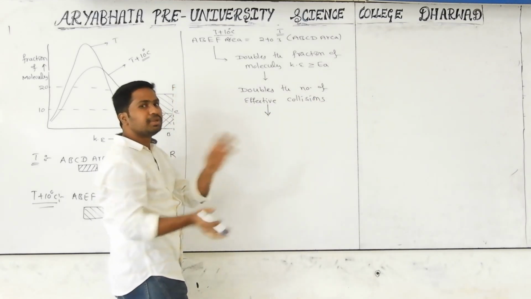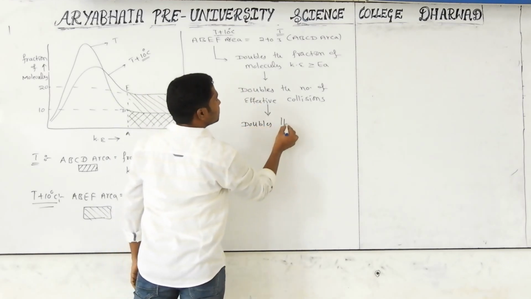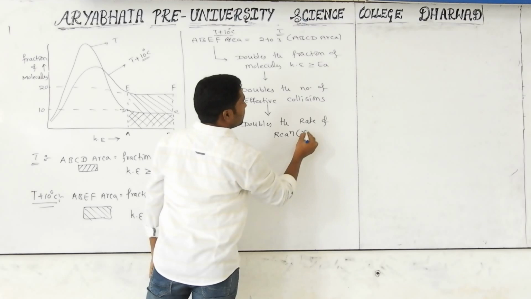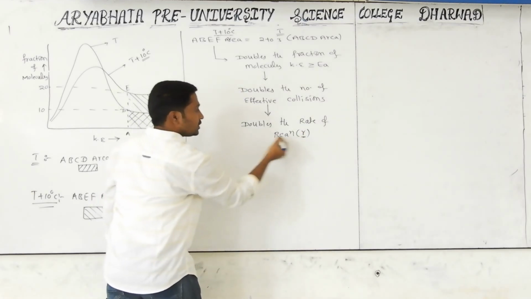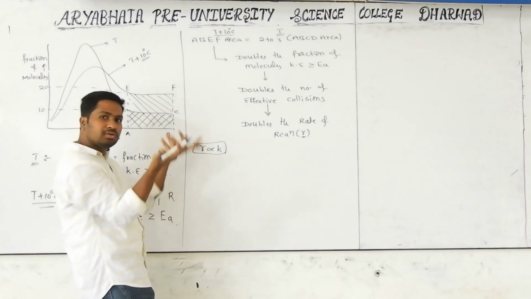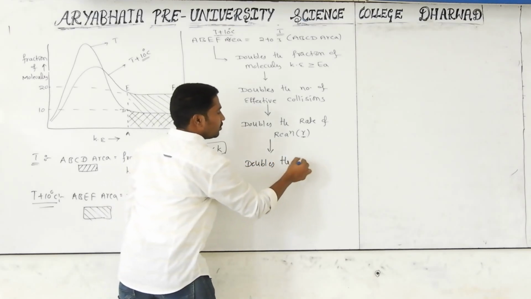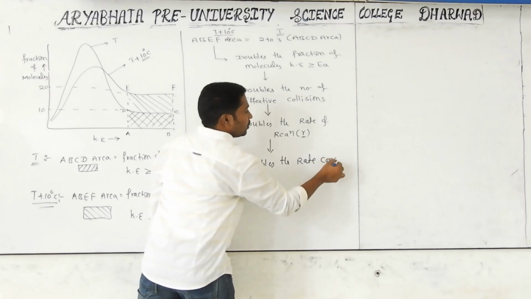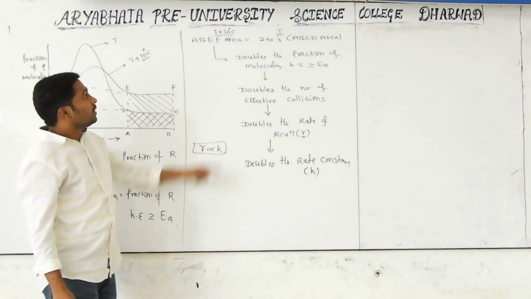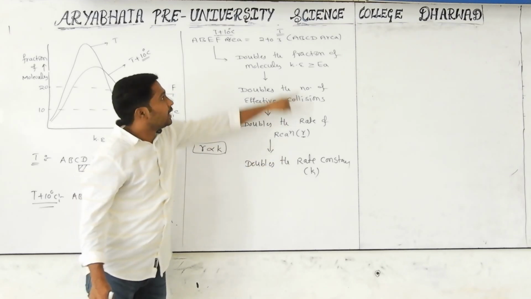If the number of effective collisions doubles, automatically the speed keeps increasing and it doubles the rate of reaction. Rate of reaction is denoted by small r. If the rate of reaction doubles, we know the relation that r is directly proportional to k. Rate doubles, so the rate constant also becomes double. That's why we say it doubles the rate constant, meaning the k value also doubles. So for every 10 degree rise in temperature, the rate constant value becomes double that at temperature T.